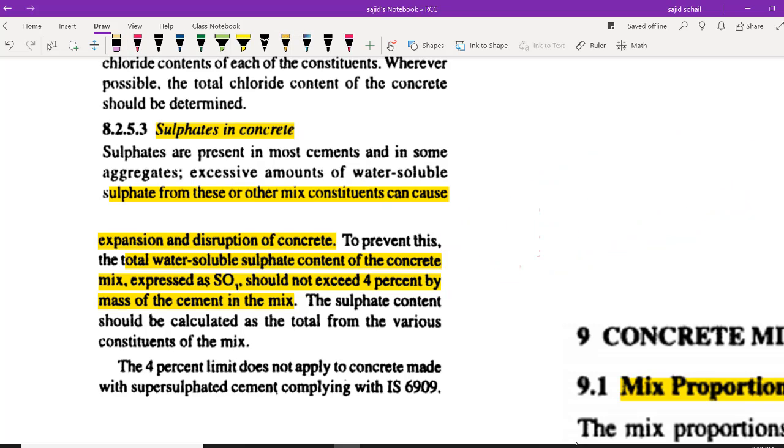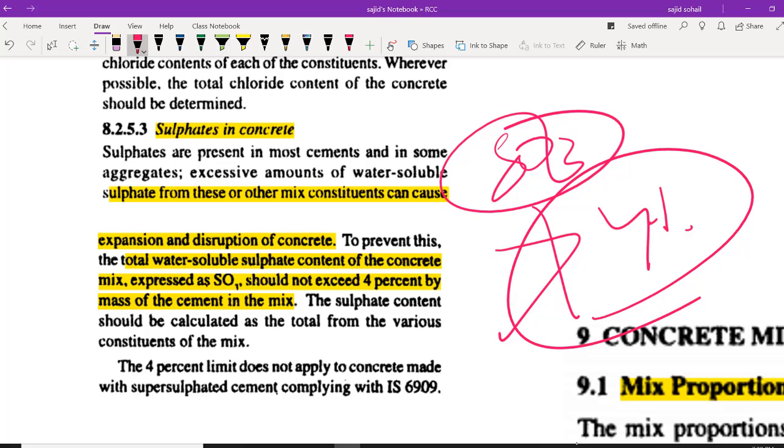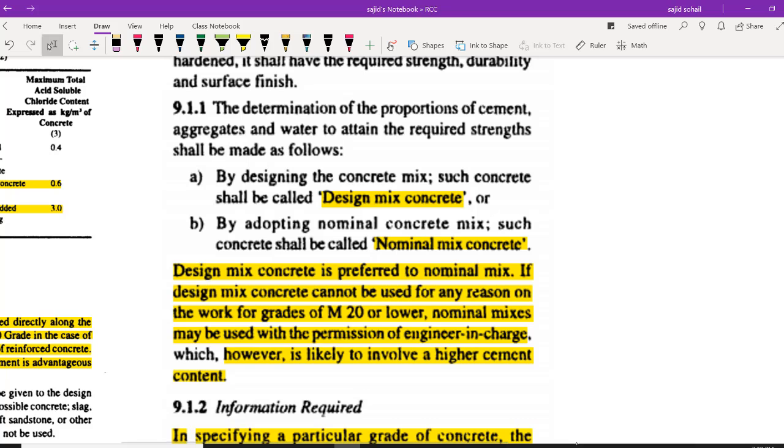So he is saying this, whatever sulfates are there in the form of SO3, it should not exceed 4% mass of cement in my concrete mix. I hope it is very clear for you. And mix proportions, we have two mix proportions. One is nominal mix. If you are up to M20 or lower, you can use nominal mix. And I have already given you 1:5:10, 1:4:8, 1:3:6, 1:1.5:3. So the standards we already have, we just have to mix and we'll be getting nominal mixed concrete.